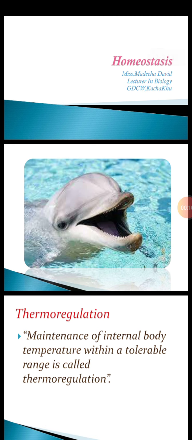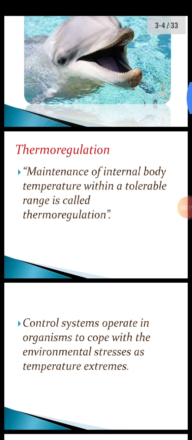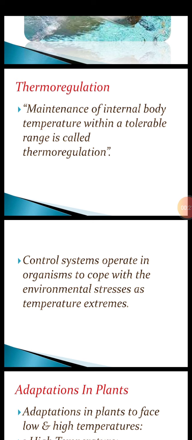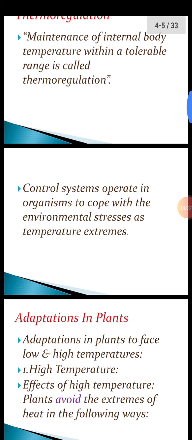Its definition is: maintenance of internal body temperature within a tolerable range is called thermoregulation. Different control systems operate in organisms to cope with, that is, to face environmental stresses like high temperatures and temperature extremes.